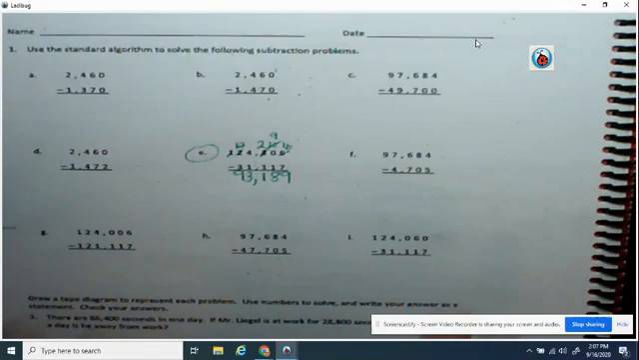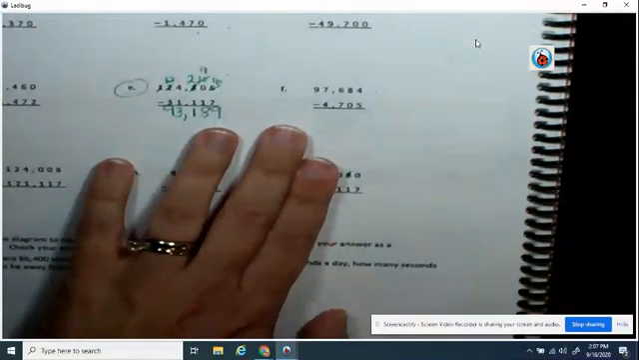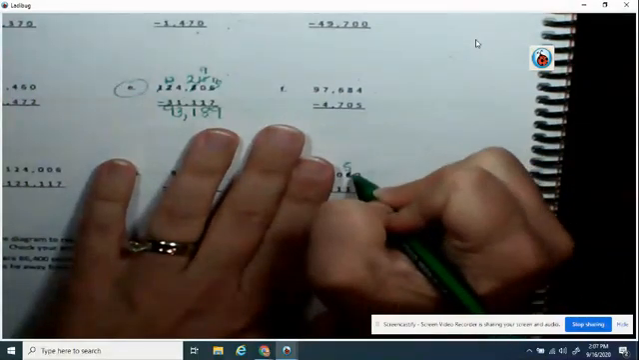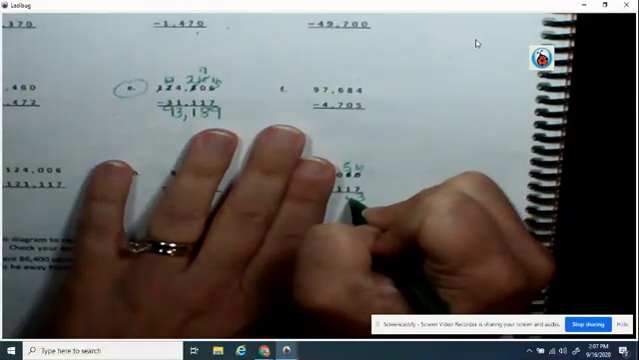All right, let's do it again. Let's come down here to this one. This one has a bunch of zeros. I find the zeros are the things that trick kids up the most. So let's do this one. 0 minus 7. I can't do that, so I'm only going to worry about my tens place. That's now a 5. Move over. That is 10. 10 minus 7 is 3. 5 minus 1 is 4.